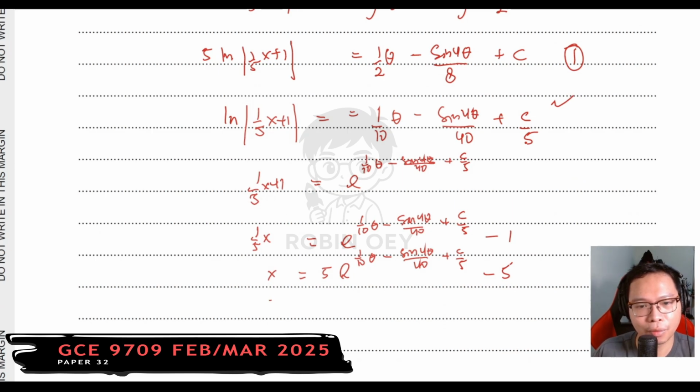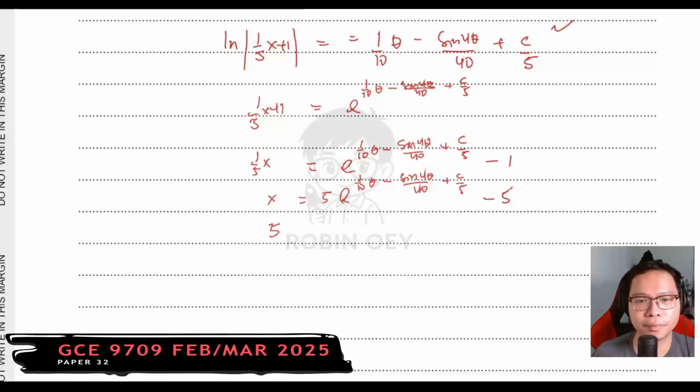So x equals 5. I put 5 here. The theta would be 0. So 5e to the power of 0 minus 0, because if we input the theta 0 here, everything would become 0, plus c over 5, that is then negative 5. So when we move it to the other side, this would become 5 plus 5, that is 10, 5e to the power of c over 5.